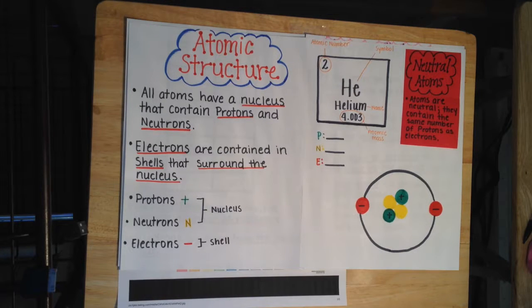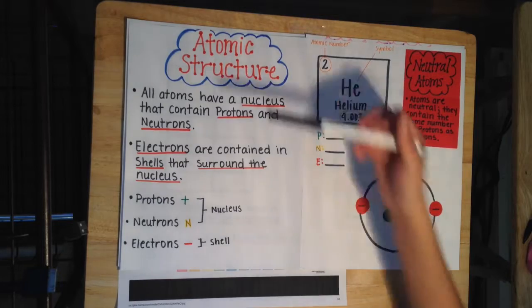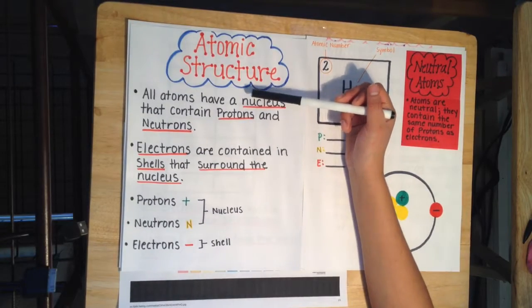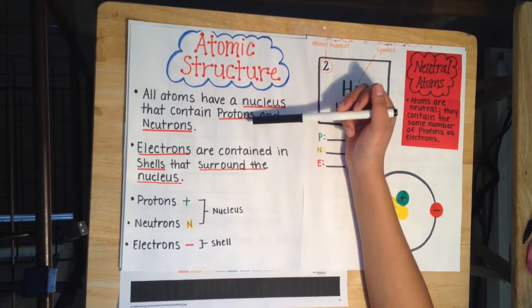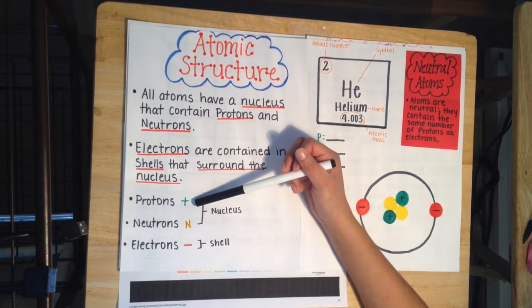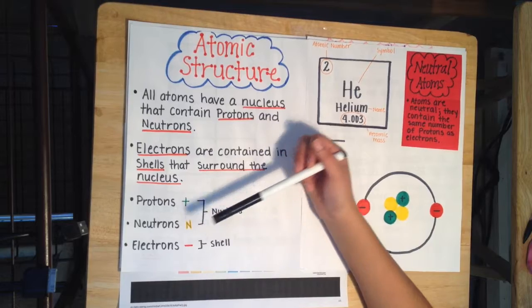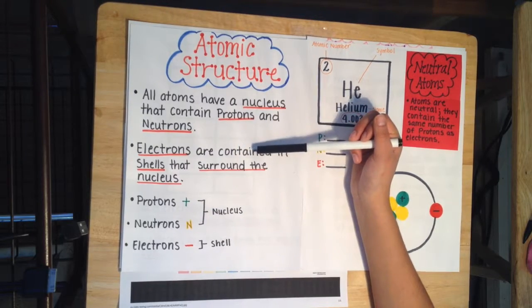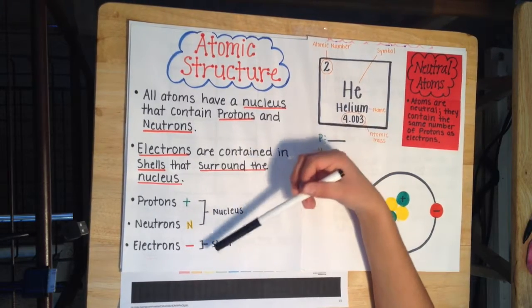Today we're going to be learning how to draw Bohr diagrams, but first we need to know a couple of things before starting. First of all, let's start with atomic structures. We need to know that all atoms have a nucleus that contains protons and neutrons. Protons have a positive charge while neutrons have no charge. Electrons are contained in shells that surround the nucleus and have a negative charge.